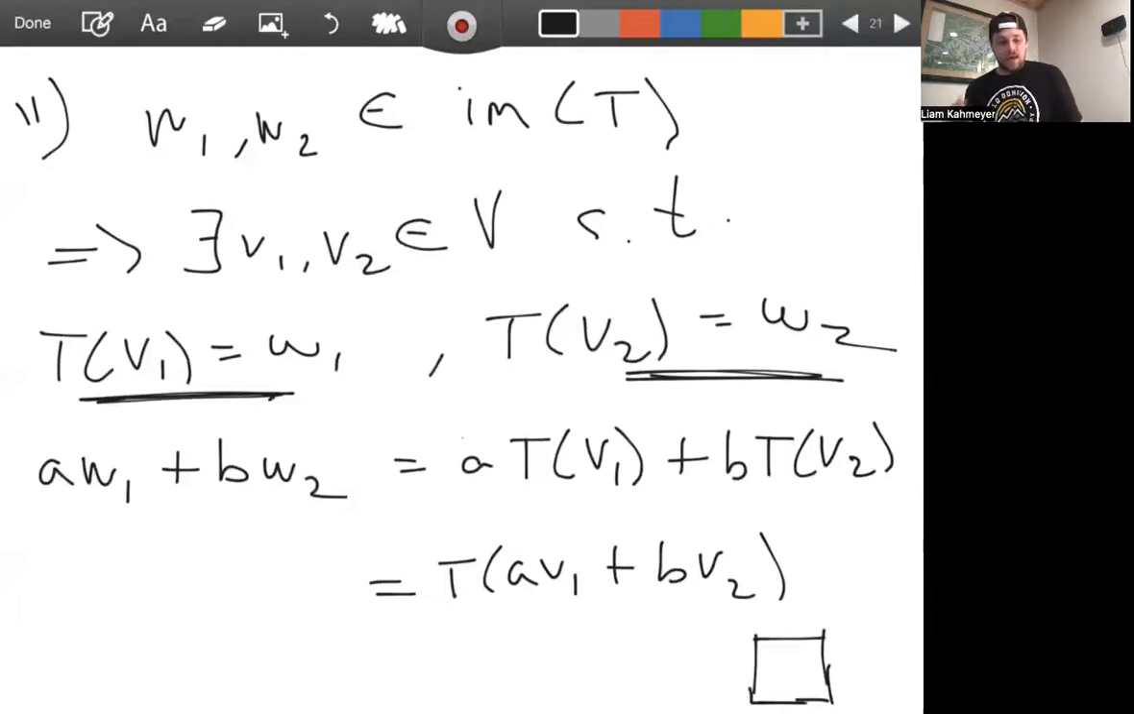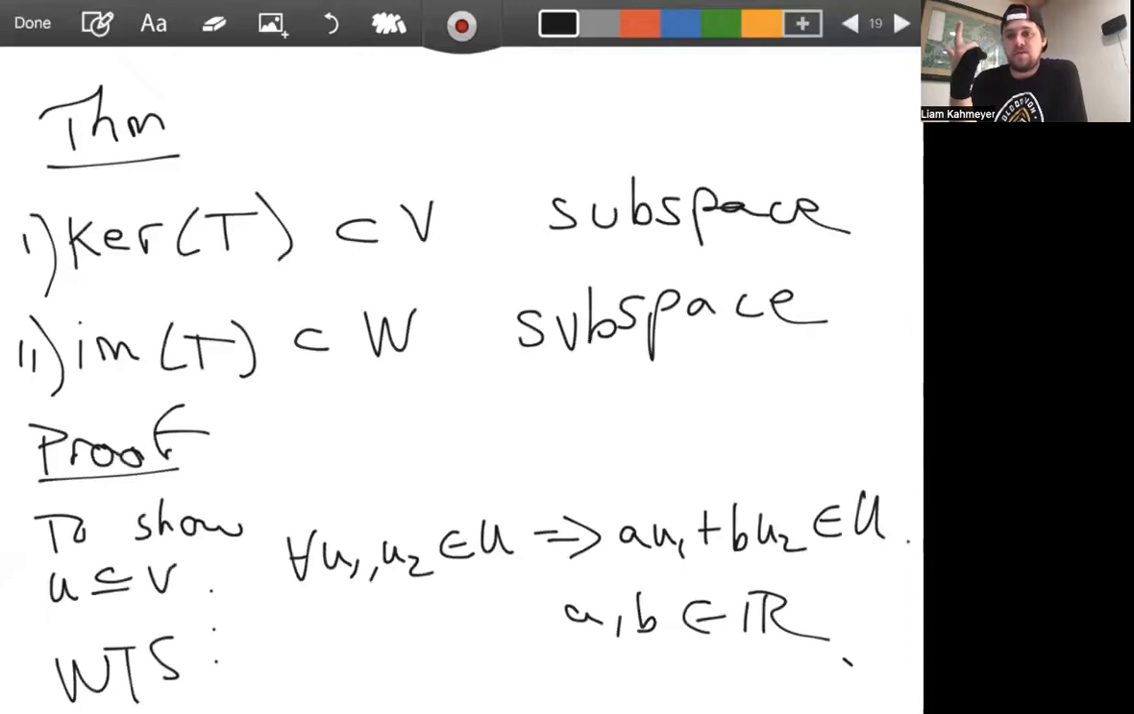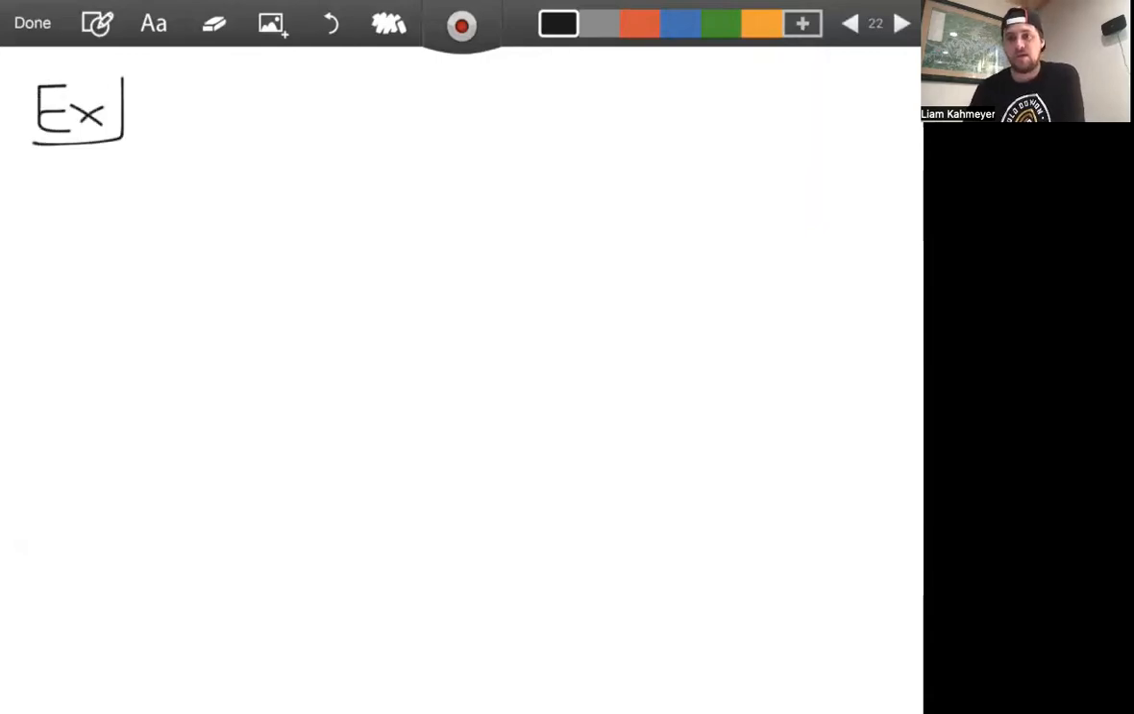Okay, let's next look at an example. We know now that the kernel and the image are subspaces of the domain and the codomain respectively. But how would we find these subspaces explicitly? Well, to find a subspace explicitly, normally what we do is we write it as a spanning set, or we construct a basis, and sometimes those can be thought of interchangeably. So let's look at an example of how we could find a basis for the kernel and image of a map.